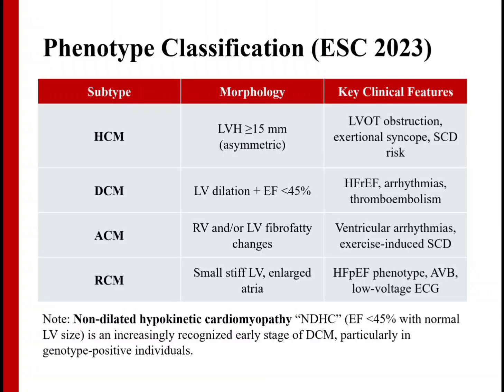Restrictive cardiomyopathy features a small, stiff left ventricle with atrial enlargement and preserved ejection fraction that behaves like heart failure with preserved ejection fraction. It's often associated with AV blocks and low voltage ECGs.